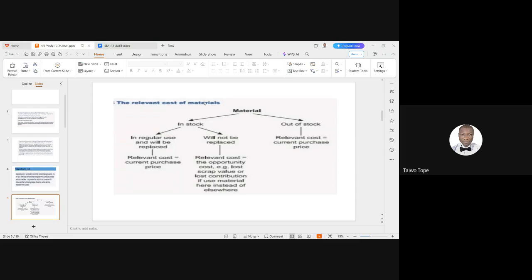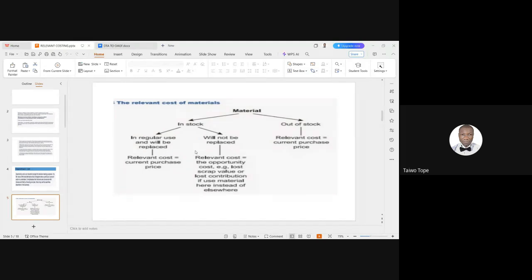So where the material is in constant use and there is an alternative use... if there is no alternative use, the relevant cost will be what? Zero. If there is no way you can use that material again, the relevant cost will be zero.